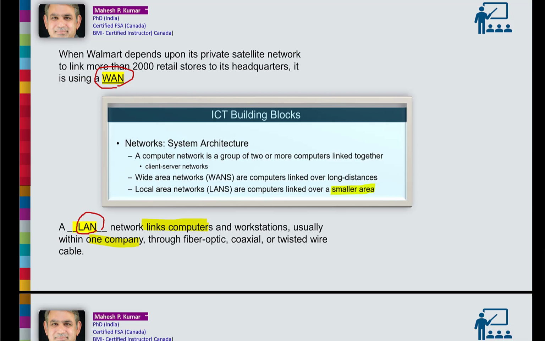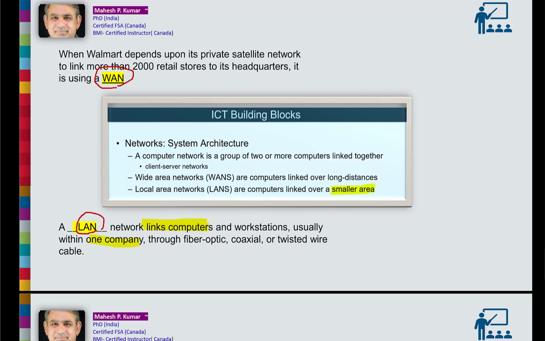If your business is situated in a small area, a one room or a small showroom, and you link those computers and connect them, it is now called a network. This network is in one company or a small area or one room. This is called a LAN, local area network. And this linking of computers and workstations can be done through fiber optics or other sorts of wires or cables.